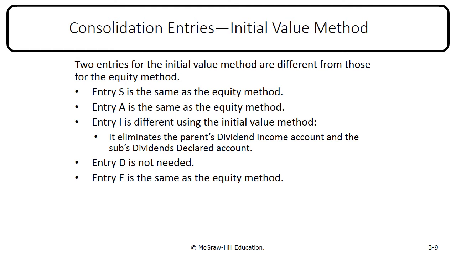So the first two are the same, but entry I, no. Where did Parrot record the dividend from Sun? In a dividend income account. Under the initial value method, that's what they do. So we need to debit that and credit dividends declared. Doesn't affect the investment, never was recorded in the investment. Entry D is not needed because that's dividends. Entry E is the same as the equity method. You still have to record amortization of the difference between fair value and book value at acquisition. That doesn't change. So we debit amortization expense, credit depreciation expense, debit the equipment, and credit the patent. And then we swing it across.